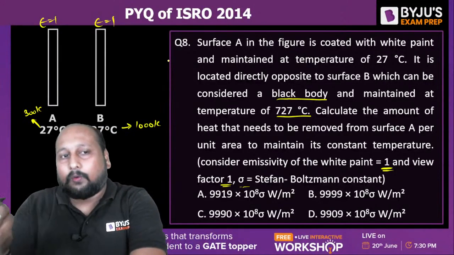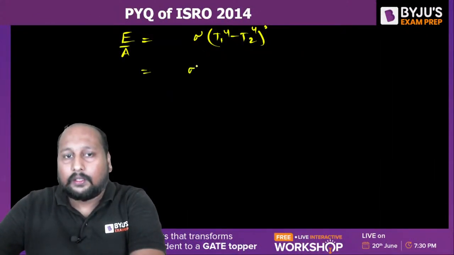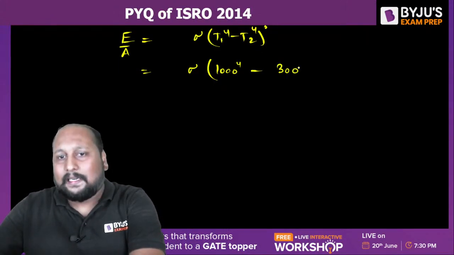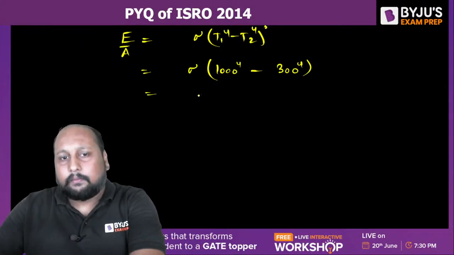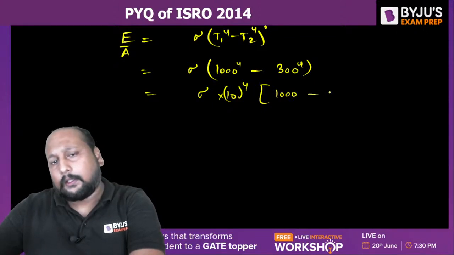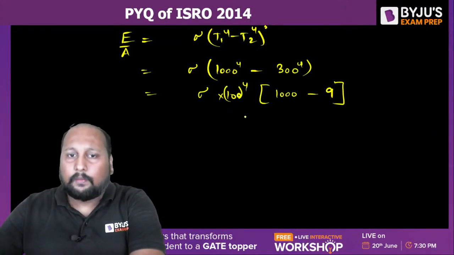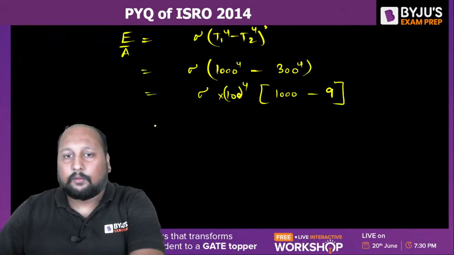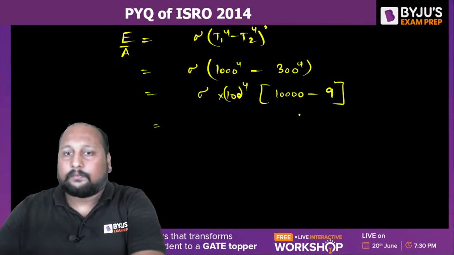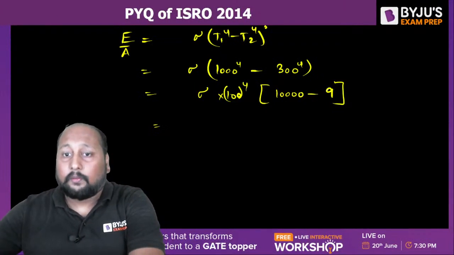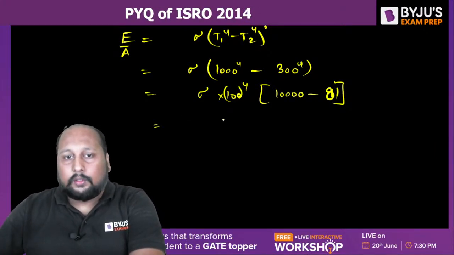Because emissivity is 1 for both the scenario, so we can directly take this as a value. So this is 1000 to the power 4 minus 300 to the power 4. Is this clear? Okay, so we can take 100 common. So this is 100 to the power 4 into 10 to the power 4, that is 10,000, minus 3 to the power 4, which is 81. Yes, 100 to the power 4 will be common. So this will be 10 to the power 8.